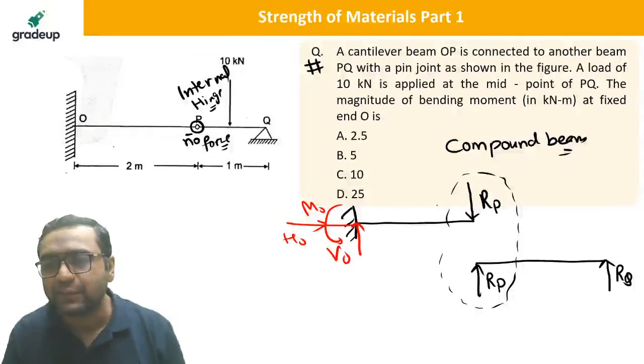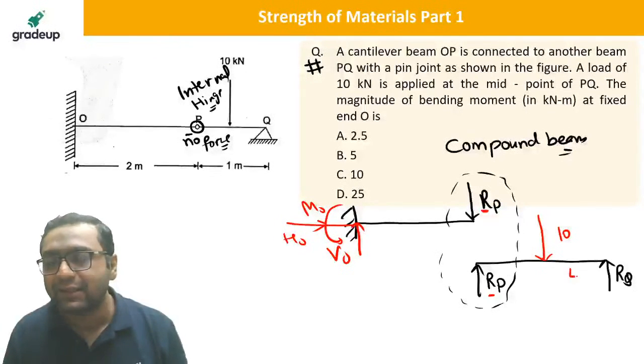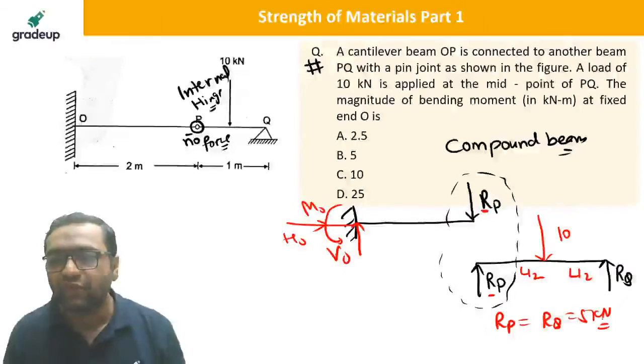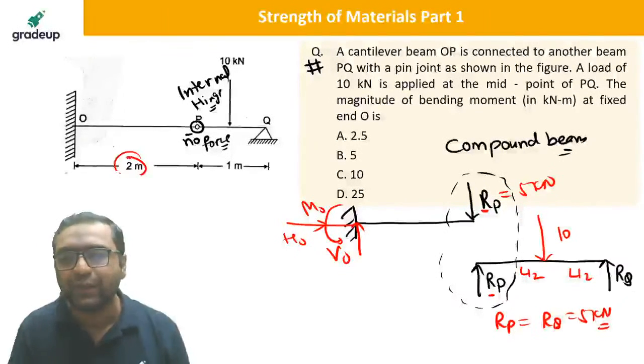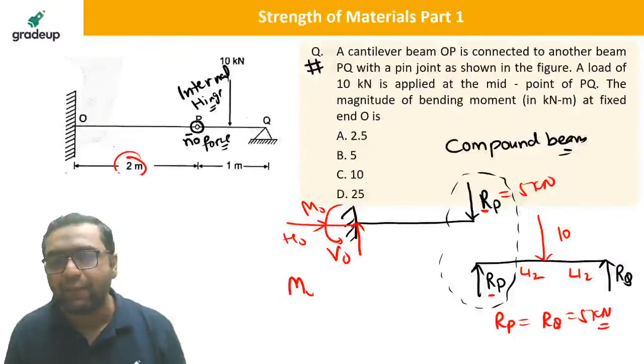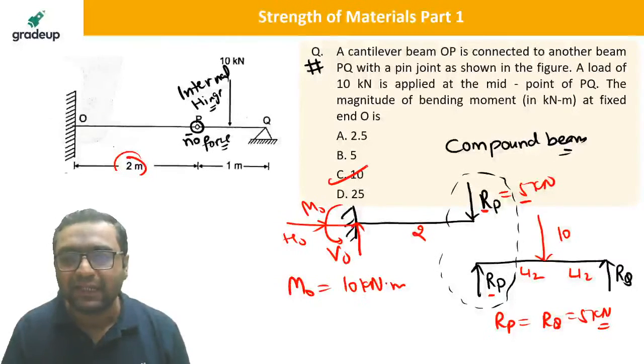So if you see this beam, this is RP, this is RP. This load is acting 10 kilonewton, so obviously this is acting at mid span. So obviously we can write RP equals RQ equals 5 kilonewton. So RP will be 5 kilonewton and this distance is 2 meter. So the bending moment MO will be equal to 5 into 2. It will be 10 kilonewton meter. The answer will be C, guys.